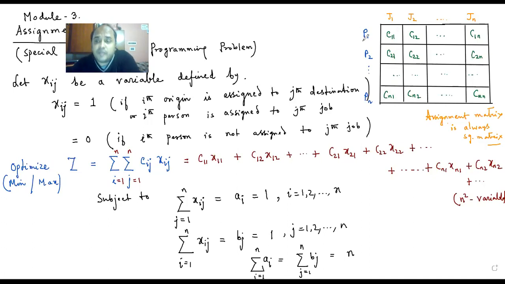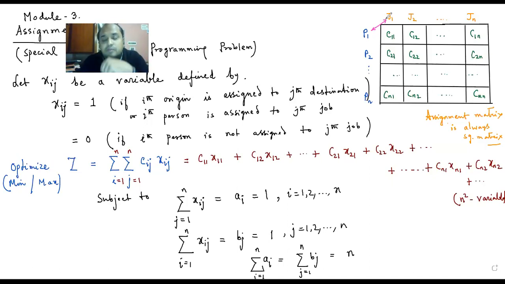So what does this mean? It means that if we assign somehow the person P1 to job J1, maybe I'm just saying it for the sake of your understanding, to make you understand the thing from a pedagogical point of view. Suppose somehow I am assigning the person P1 to job J1, and he needs time T11 to complete the job.